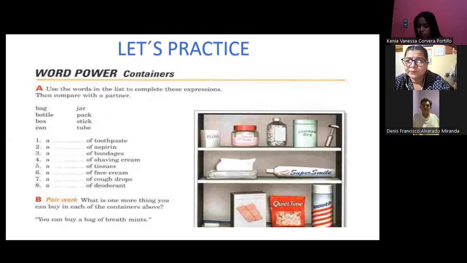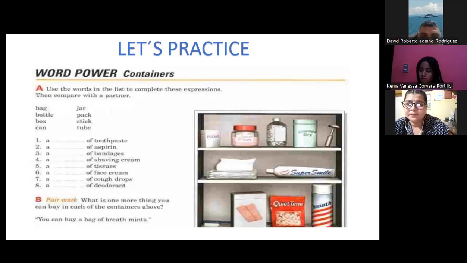Aunque ocupan bastante el bottle. A bottle, una botellita. In Estados Unidos, yeah, sí. Yeah, in the US, they use a lot of bottles. So the number two will be a bottle of aspirin.